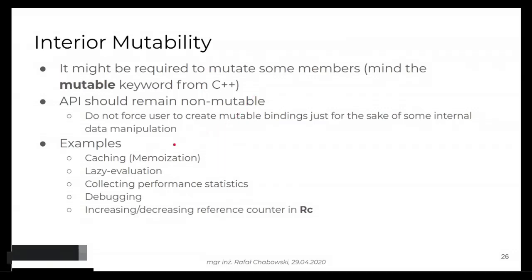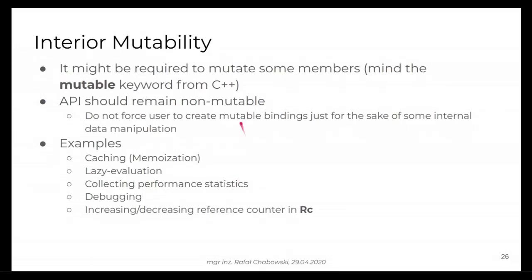Why is this needed? I mentioned some examples here. For example, you would like to implement some kind of caching, where you pre-calculate some data and store it in internal buffers before returning it to the user. So the next time the user asks for this data, you can quickly have it at hand. It helps with lazy evaluation. Maybe you would like to collect some performance statistics inside your code or collect some debugging stuff, or you're implementing the reference counting pointer and would like to increase and decrease the reference counter.